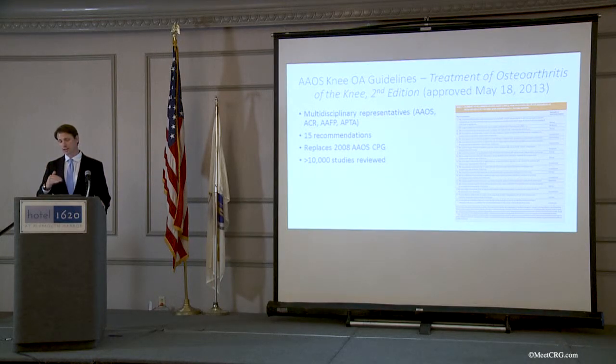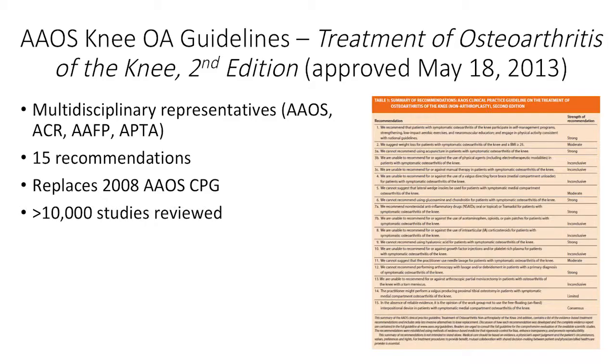This is the most recent guidelines, but 5 years in this day and age is an eternity. So there is new evidence that has come out, but these are the guidelines that have been approved by our Academy. The hip is newer. That came out last year in 2017. So for the knee, there's over 10,000 studies reviewed.